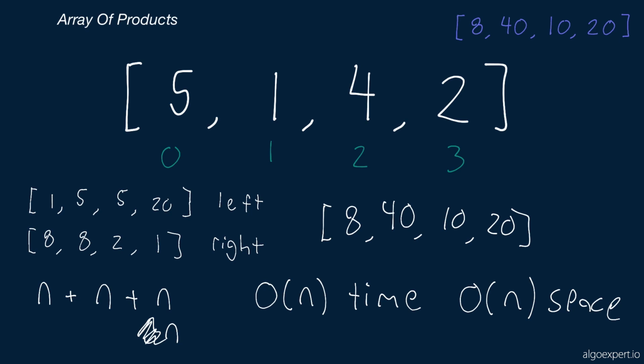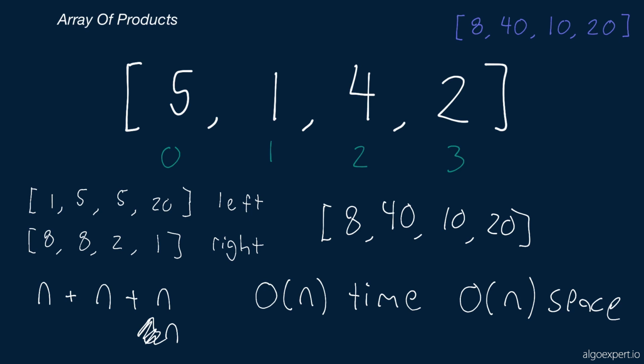Then we get the big O of n space from the fact that we have this external space. So we have n space for the left array, n space for the right array, and then n space for the output array. By the same logic, we have n plus n plus n, 3n. We remove the 3. And there you go, we get our big O of n space. So that is solution number 2.